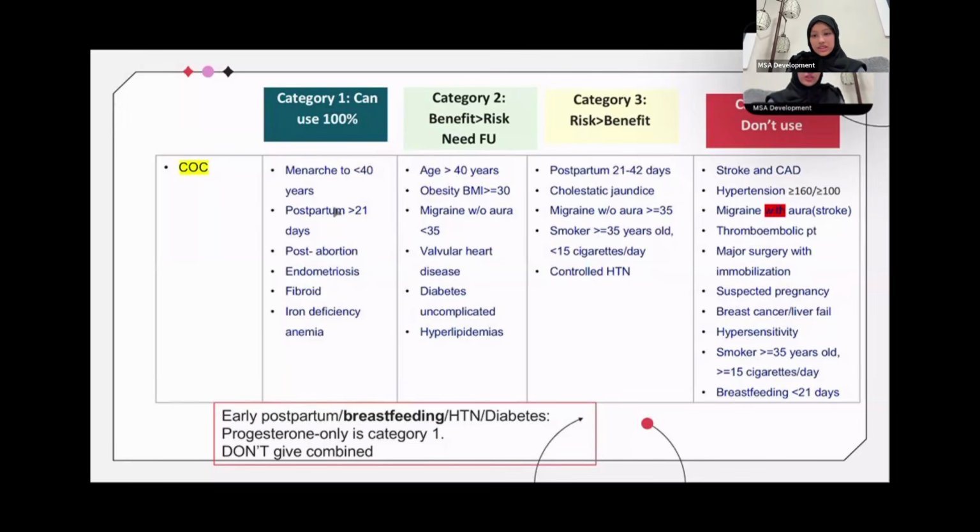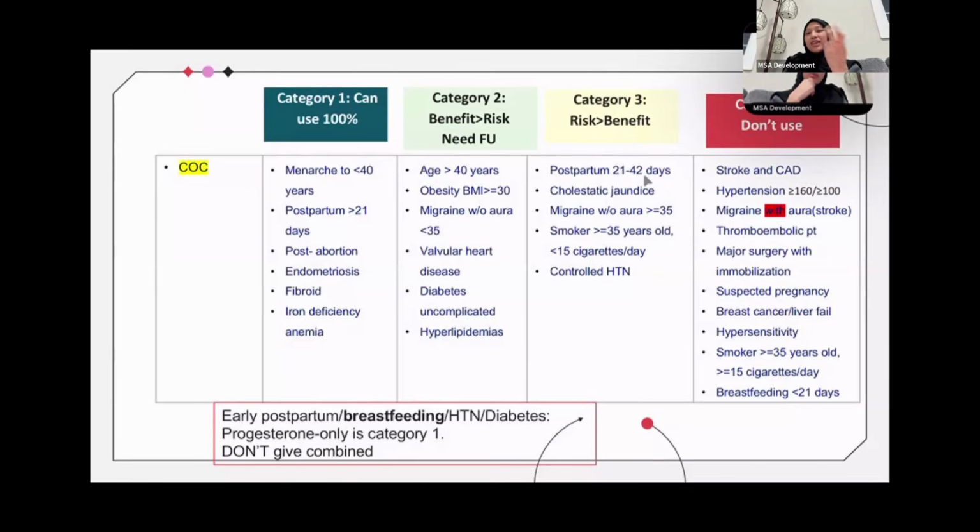oral contraceptive pills. Someone who is hypersensitive to these drugs, again. So another important thing, smoker who is more than 35 years old, more than 15 cigarettes per day. That's very specific, but I want you to remember that. You see here, smoker who is above this age, but less than 15 cigarettes per day is a gray area. It's more risky. There's also people with postpartum in between the 21 and 42 days. It's a gray area.